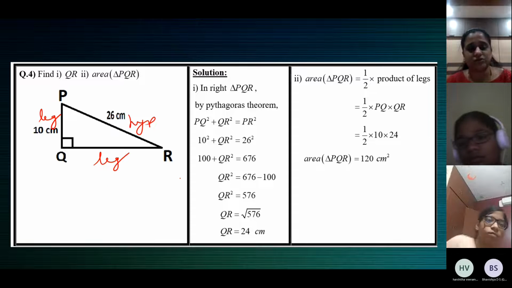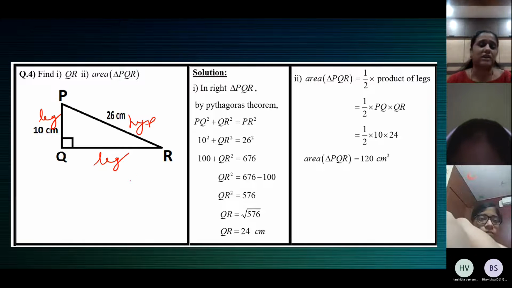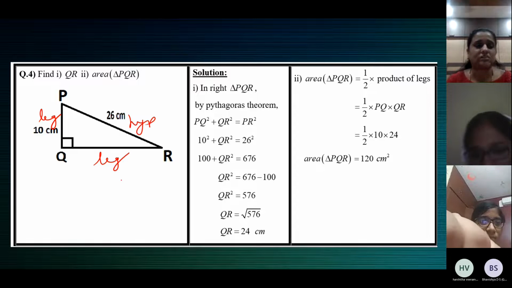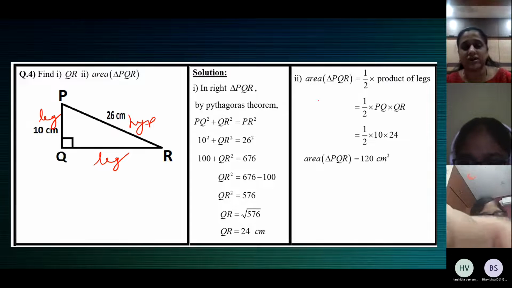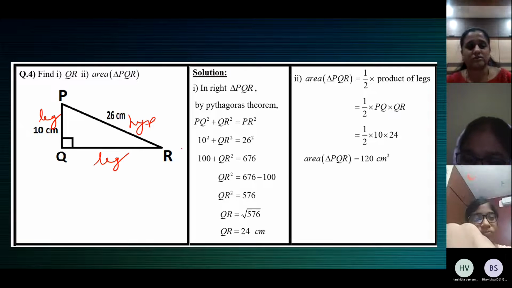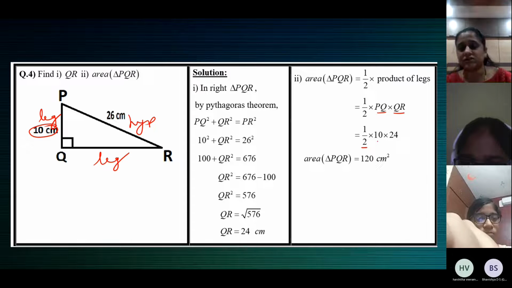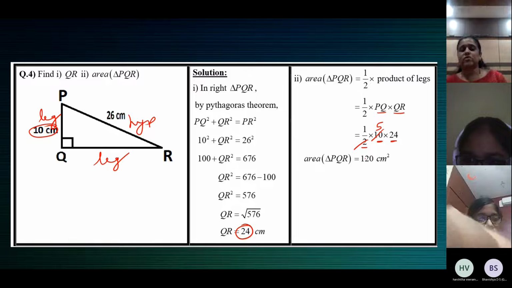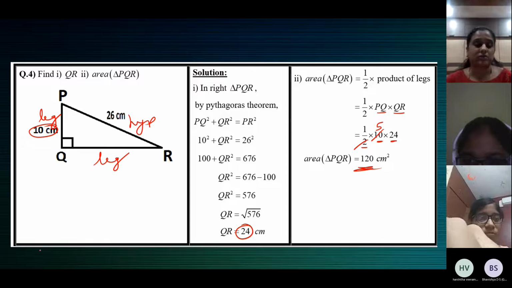See, PR is the hypotenuse. The remaining two sides are called the legs. So area of this right triangle PQR is equal to half product of legs. So half into legs are PQ and QR. So half into PQ is 10 centimeters. So 10. And QR we found here, 24. So 2 ones are 2, 2 fives are 10, 24 into 5 is 120 centimeters square.